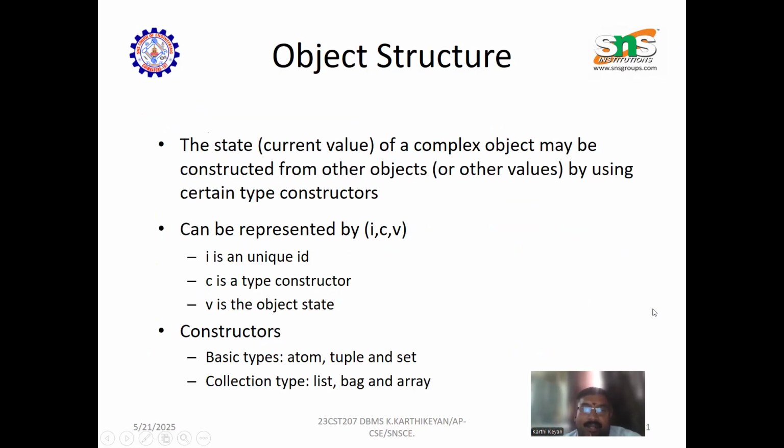Second, the state, the current value of a complex object, may be constructed from other objects. For example, a car, I construct and modify one. So what do I need to develop? I convert it to an object diagram, which is easy to represent for designers. It can be represented as (i, c, v), where i is a unique ID, c is the type of constructor, and v is the object state. The constructors are basic type, atom, tuple and set. Collection types are list, bag and array.